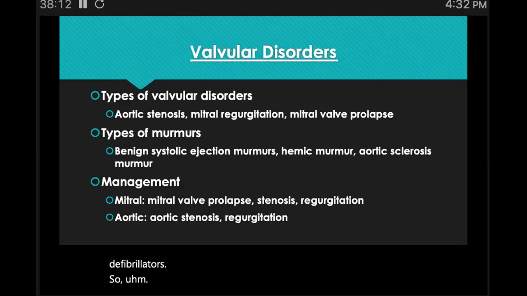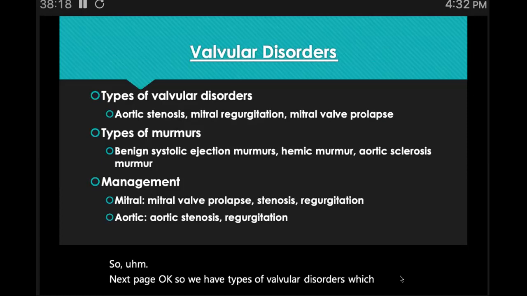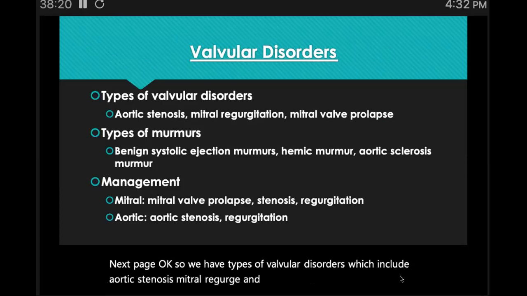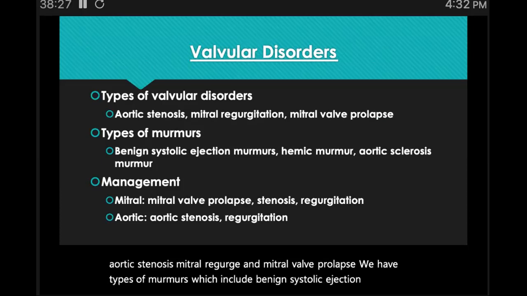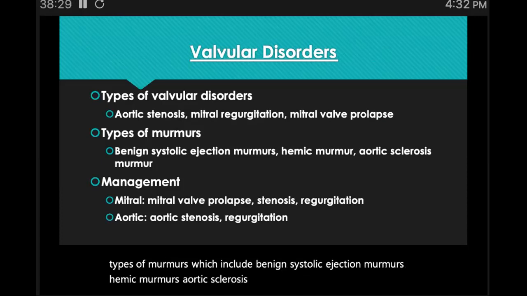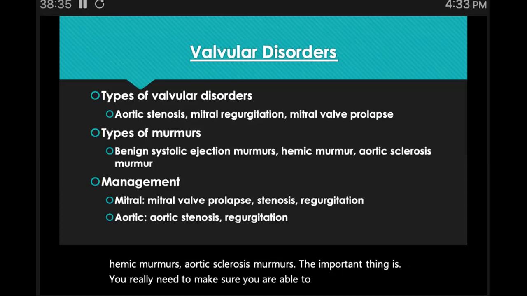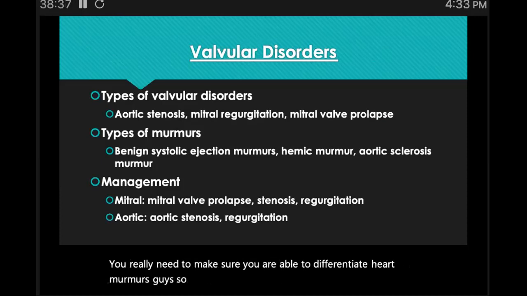Next page. Okay. So we have types of valvular disorders, which include aortic stenosis, mitral regurg, and mitral valve prolapse. We have types of murmurs, which include benign systolic ejection murmurs, hemic murmurs, aortic sclerosis murmurs. The important thing is you really need to make sure you are able to differentiate heart murmurs, guys. So let's start from the basics in terms of just being able to differentiate murmurs.